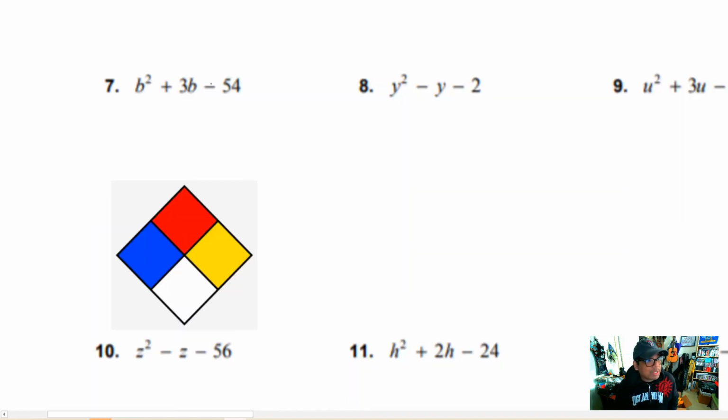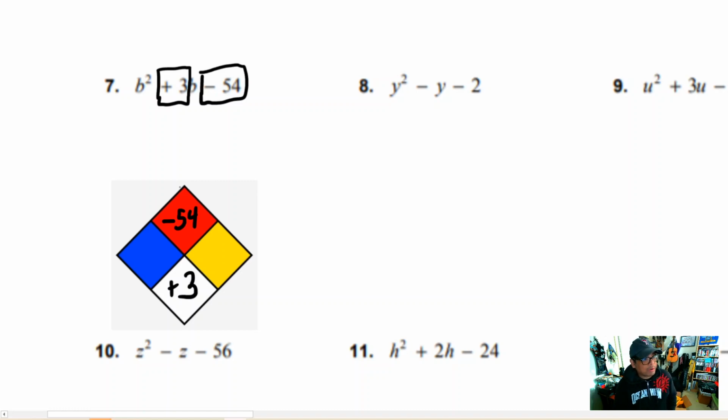Okay, so the last term here, the constant term, is negative 54. So I'm going to put a negative 54 here. And then the linear term, that's plus 3, so I'll put a plus 3 over here. And this is going to be a little bit more difficult because I need to think of two numbers that multiply to make 54 and add to make positive 3.